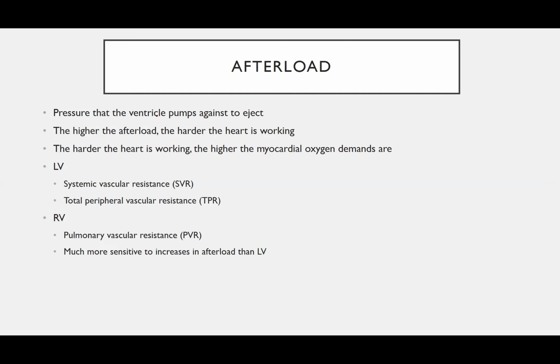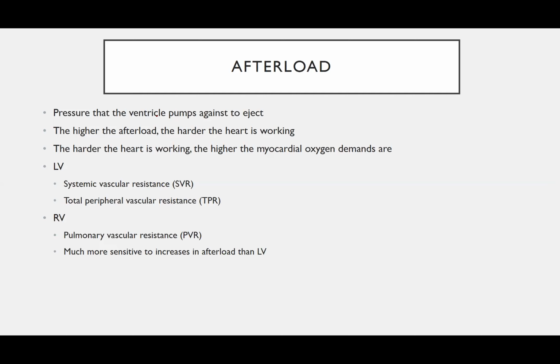So this kind of breaks up into two different forms. One is, of course, from the left ventricle, where we get systemic vascular resistance. Another name for systemic vascular resistance is total peripheral vascular resistance. They mean the exact same thing. The terms can be used interchangeably. And then, of course, the right ventricle is pulmonary vascular resistance.